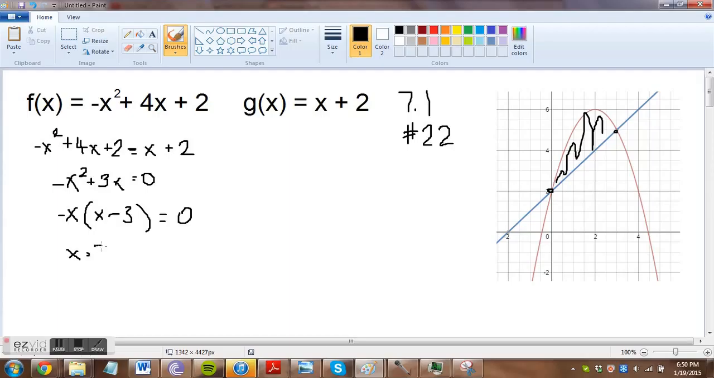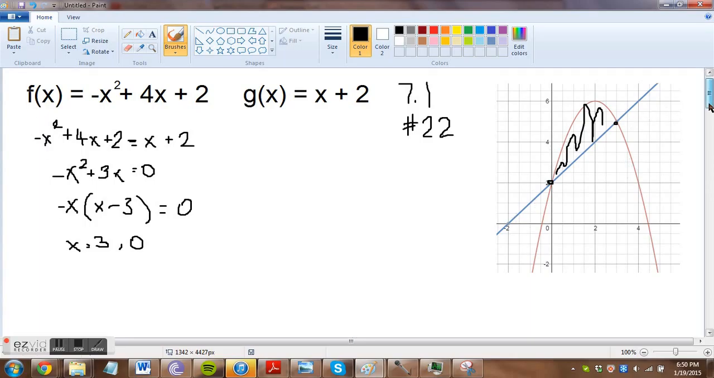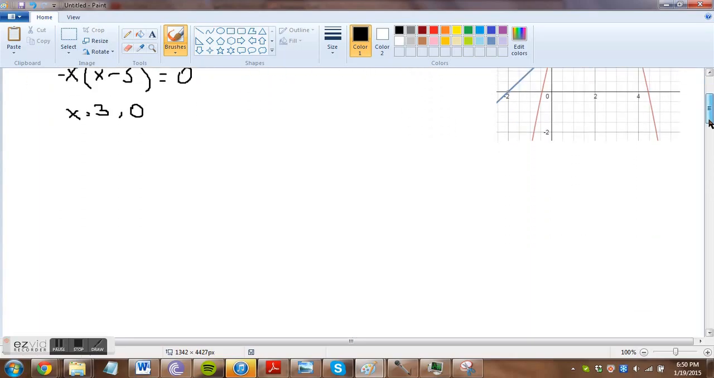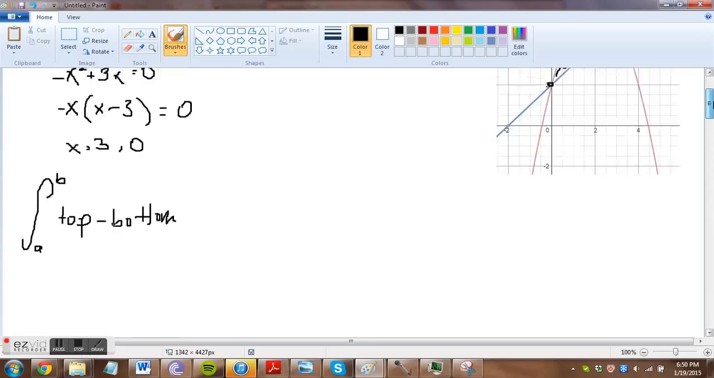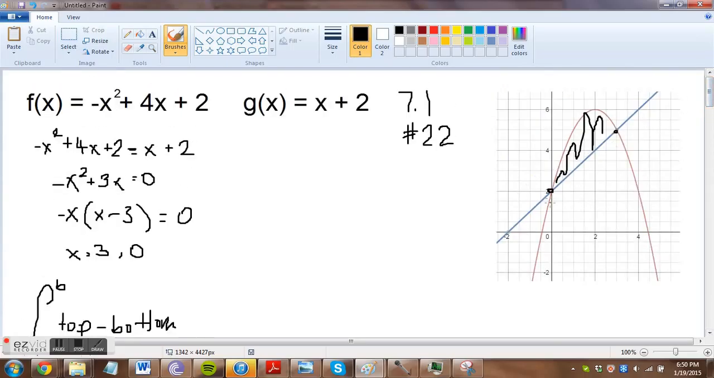And so to find the area between the two lines, the basic integral setup is the integral from point a to point b of the top function minus the bottom function. When we look at the graph up here, we can figure out which is the top and which is the bottom. As you can see, the top function is going to be f(x), and the bottom function bounding the region is going to be g(x).